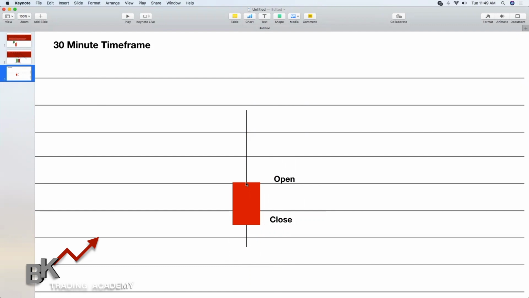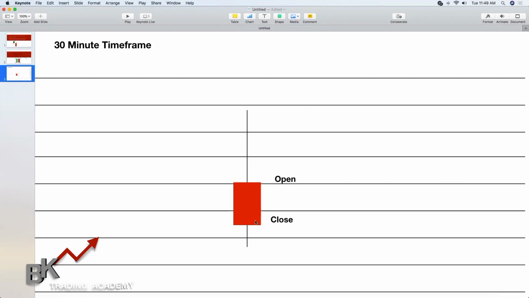It opened right here when this 30-minute time frame started originally. It shot all the way up here. This is the highest peak. This is the wick we talked about. Price came back down, came all the way down here to form the lowest wick here. And then it shot up and it closed within that 30-minute time frame right here.